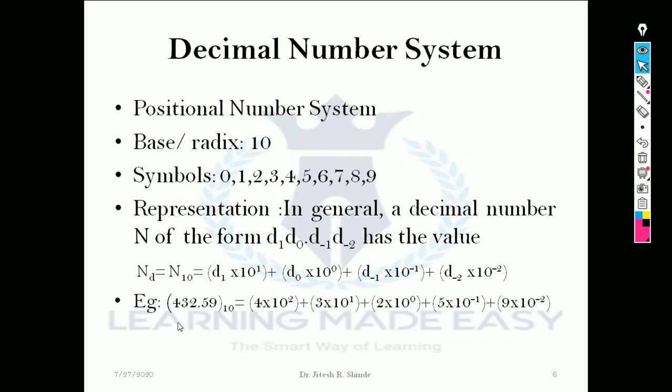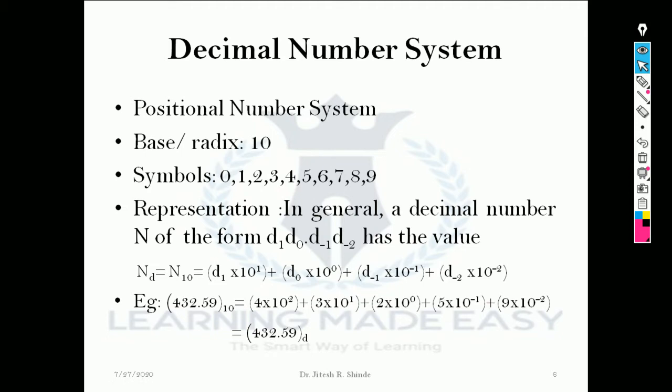Example 432.59. This number is in the decimal number system, so that's why 10 has been written here. It's an example of a mixed number. It can be written as 4 into 10 to the power 2 plus 3 into 10 to the power 1 plus 2 into 10 to the power 0 plus 5 into 10 to the power minus 1 plus 9 into 10 to the power minus 2. On solving each bracket, finally we'll be getting 432.59.